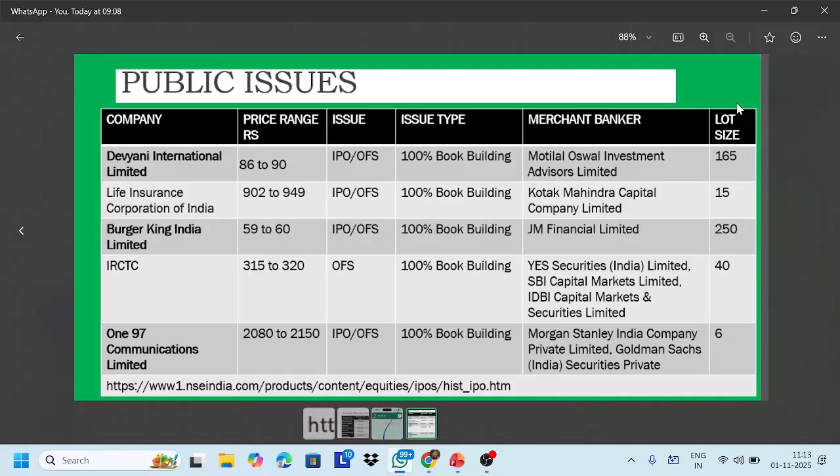Now the whole idea was to show that all companies have to mention the lot size. So this is one lot. Everybody has to apply for one lot, or in multiples of lots. All the shareholders, the prospective investors, have to apply in multiples of the lot size. For example, we have Life Insurance Corporation of India, Burger King, and then IRCTC, and then Paytm. That issue came at that time. So which company has the lowest lot size?